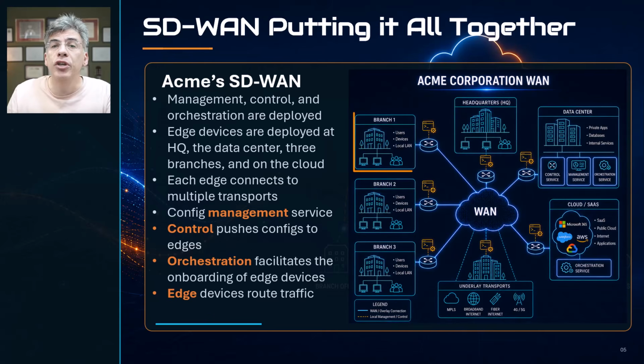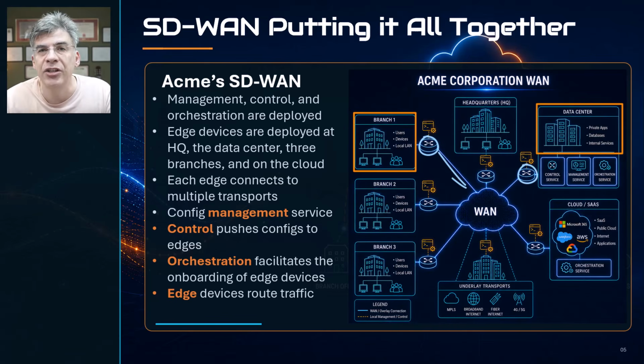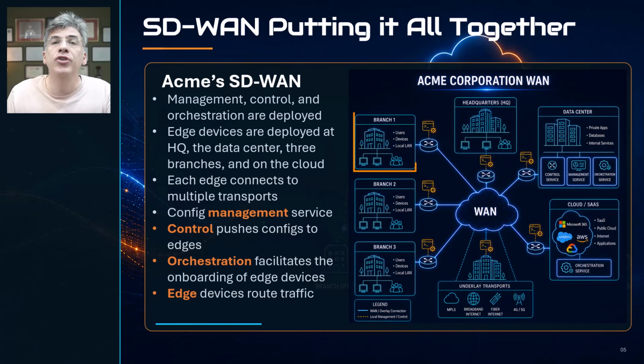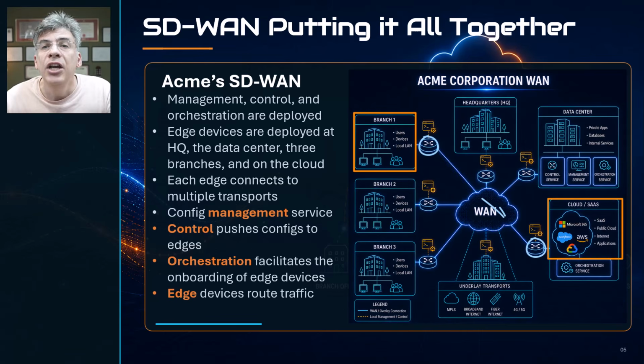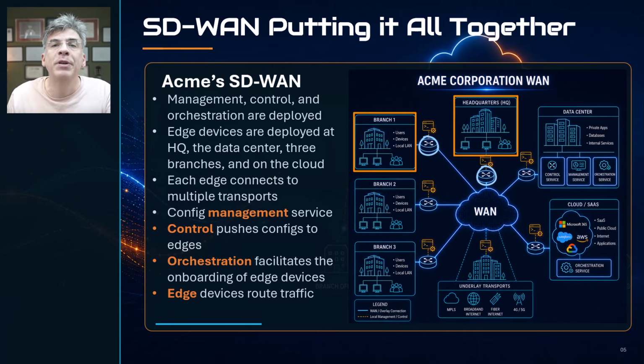So if a branch user accesses a private application in the data center, traffic will go from the branch WAN edge to the data center WAN edge using specific policies that have been applied. If a user accesses a SaaS application, traffic will go directly to the cloud security service or to a cloud edge depending on the policy. If a branch communicates with HQ, traffic flows between those edge devices according to the SD-WAN design and policies that have been applied.